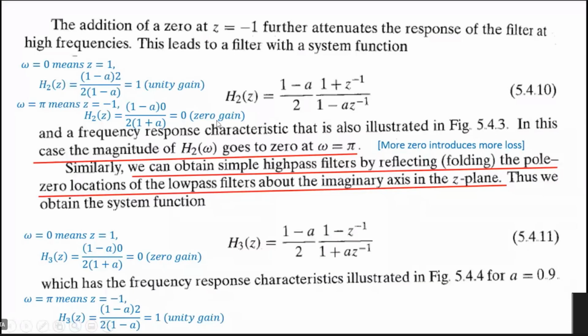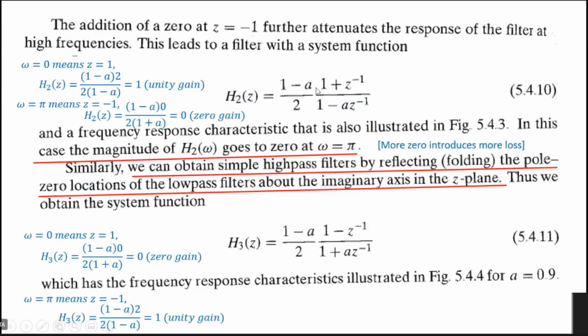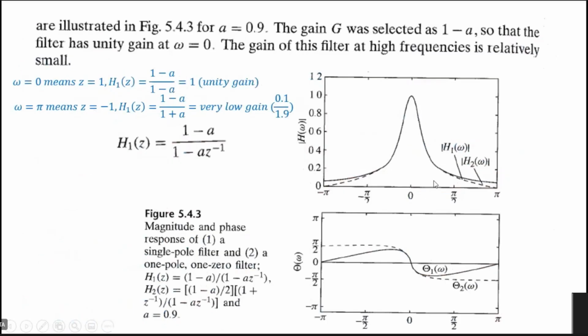We can see that this zero was not present in the previous case. That corresponded to a little gain, with value 0.1 by 1.9. But if you further add one more zero to the transfer function, it provides totally 0 gain at that value. So it is a much better filter. It is a much better low pass filter if you add a zero to that transfer function.